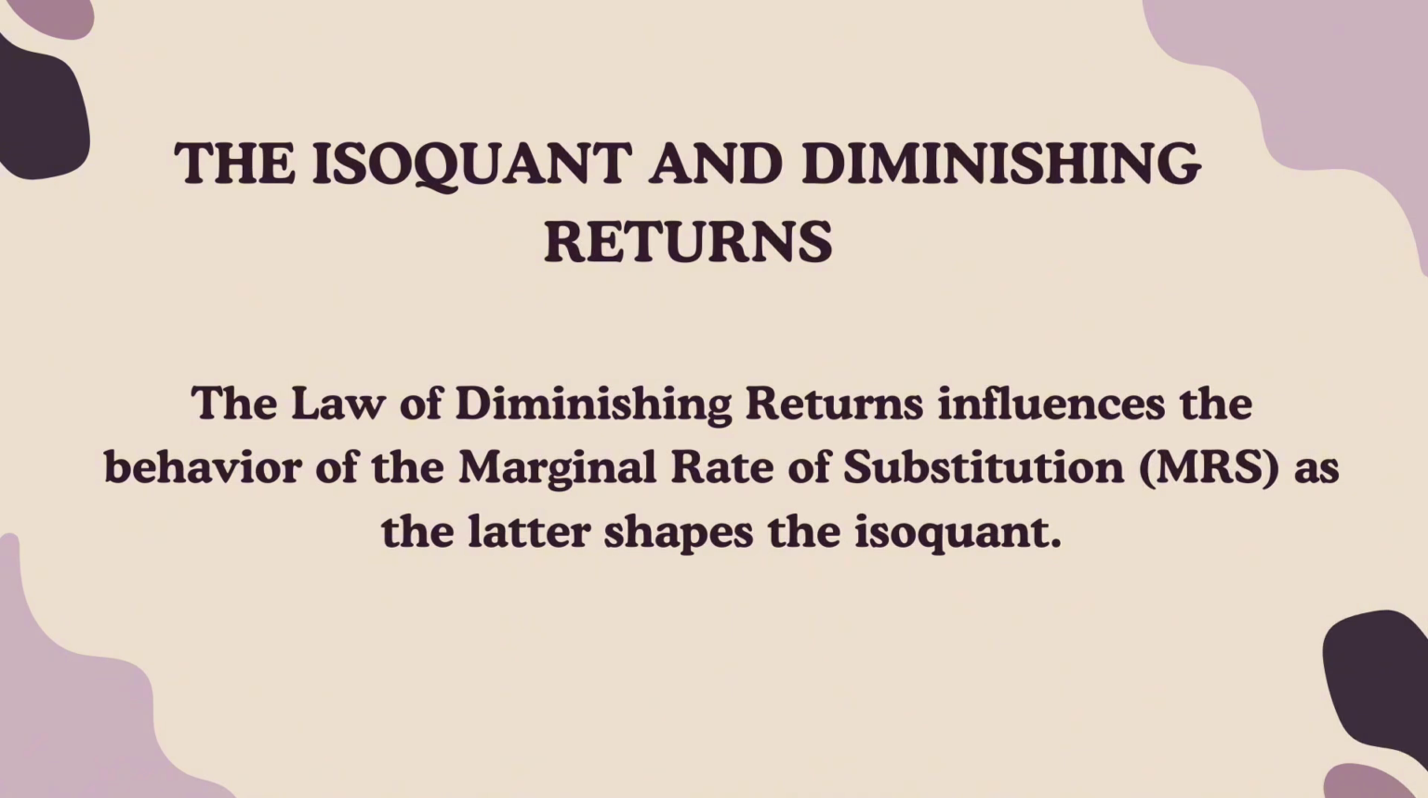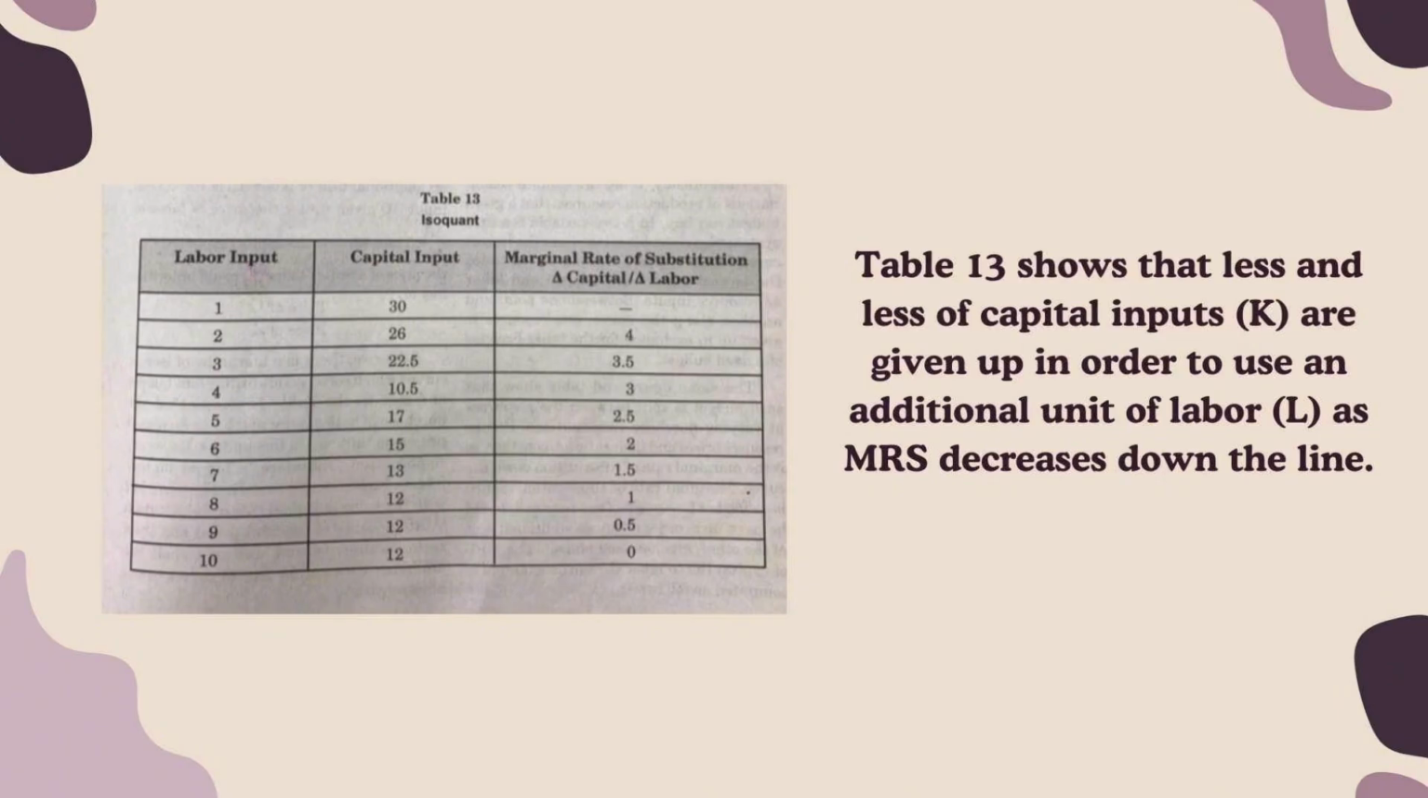The principle affects the MRS because as more labor is added, increasingly smaller amounts of capital can be substituted without reducing output. As a result, the MRS of capital for labor decreases along the isoquant, leading to its characteristic convex shape. Table 13 shows that less and less of capital input K is given up in order to use an additional unit of labor L as the MRS decreases down the line.